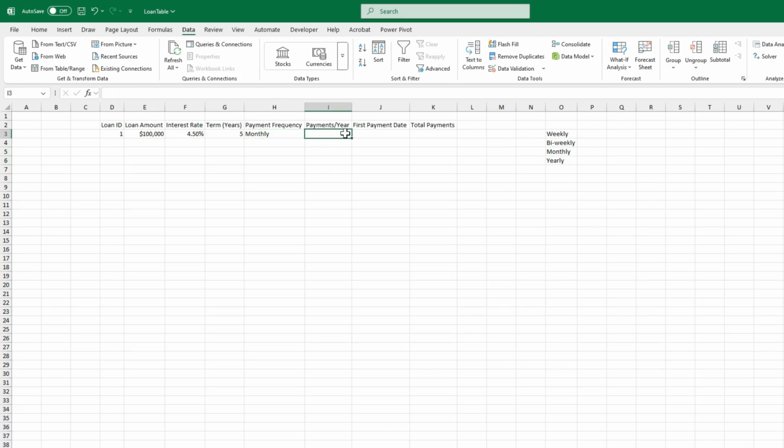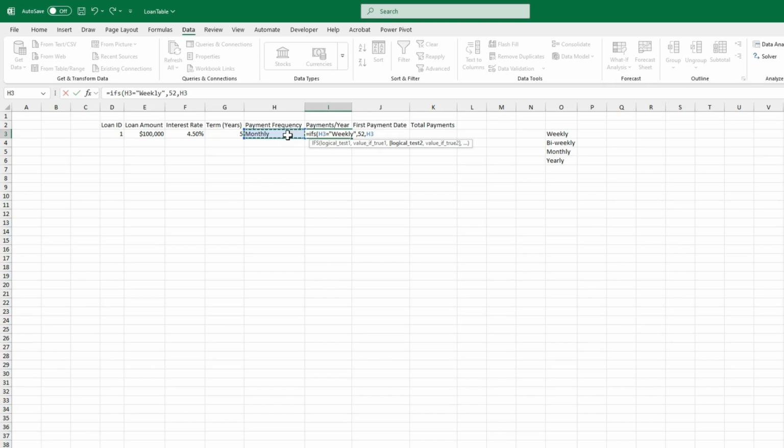Now onto my payments per year. I'm going to use an if statement really quickly. And what I'm basically comparing is I want weekly to return 52, bi-weekly to return 26, monthly for 12, and then yearly for 1, just so I can get my payments per year. So I'll just simply click on my cell over here and then say, hey, if this equals weekly, and I'm going to put it in quotations because it is text, I want it to return me 52 because I'm going to be paying it 52 times. And then I'm going to do this 3 more times.